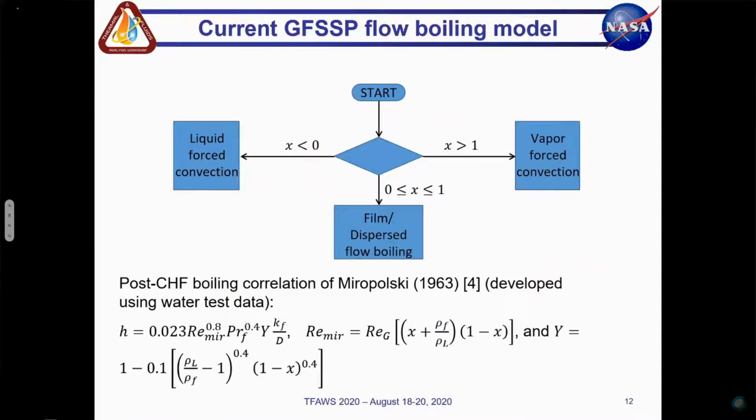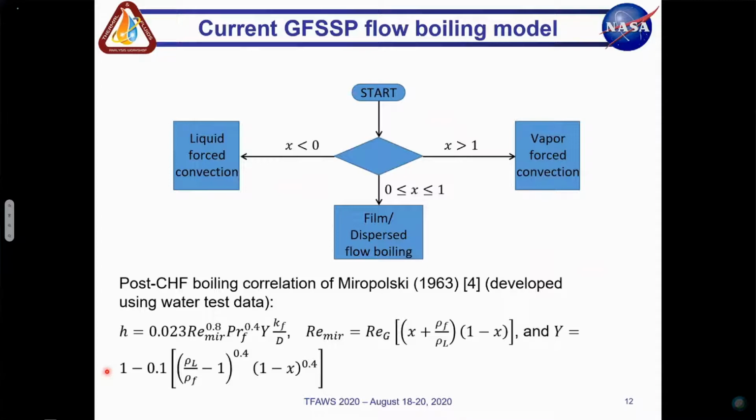And I wanted to compare this to the next slide, which is the current way that GFSSP treats two-phase boiling. That is right here. So currently what GFSSP does is, if it's a liquid, it just does single phase liquid. If it's a vapor, it does single phase vapor. If there's any quality at all, it doesn't matter what regime you're in, it simply uses this one equation, this one correlation of Mirapolsky to model the boiling process.